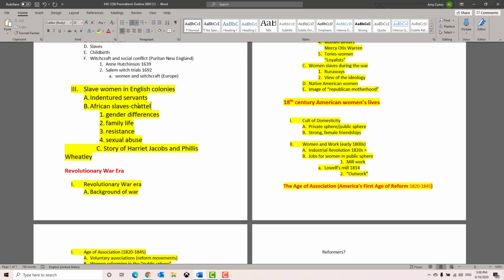So we'll talk about that too. But let's talk about gender differences first, because men and women were enslaved in the English colonies, but they didn't have the exact same experience because of their gender. Now, there are similarities, though. There are shared experiences that men and women had. So let me go over some of those first, then we'll talk about the differences.